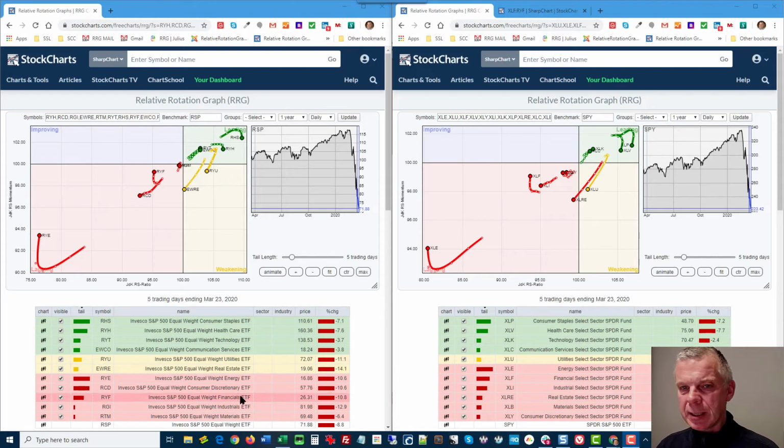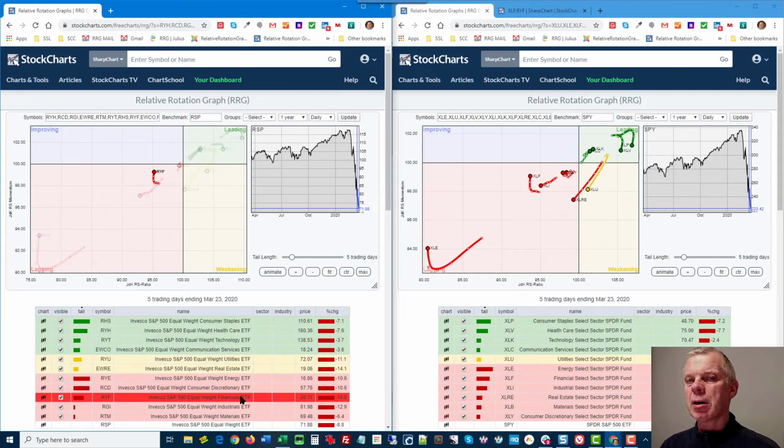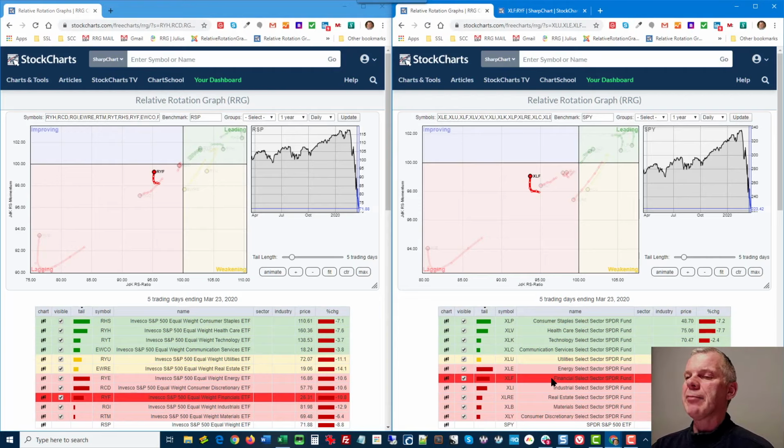If you look at the equal weight ETF, which is RYF, it's inside lagging, curling upward. By the way, this is a daily RRG. And the counterpart on the other side is XLF, the cap weighted ETF. Similar position, also curling upward. So it looks as if from both perspectives, equal weight and cap weighted, the financial sector, at least in the near term, looks to be improving versus its benchmark.